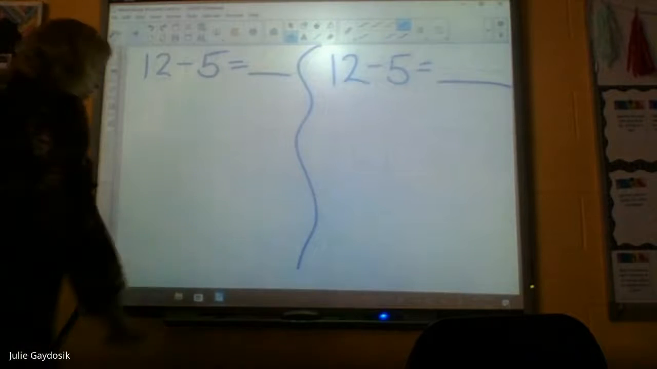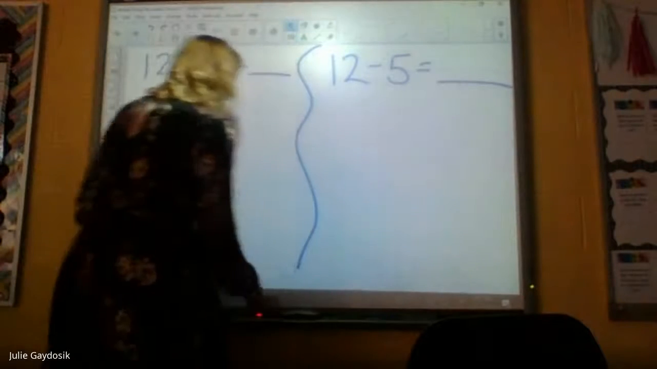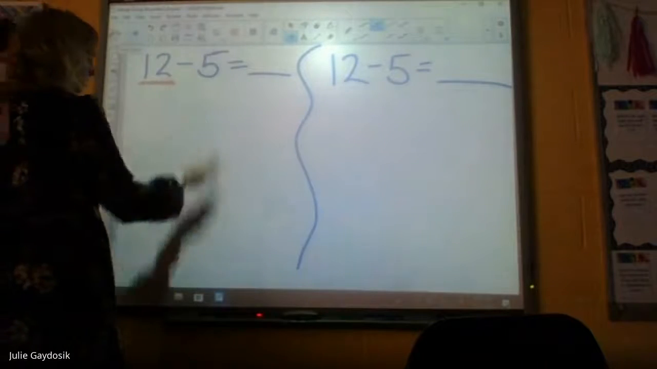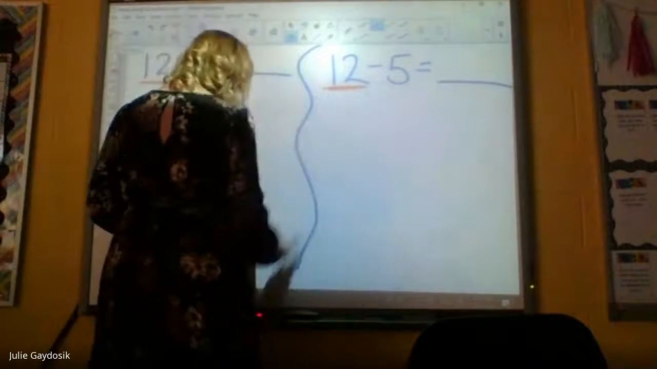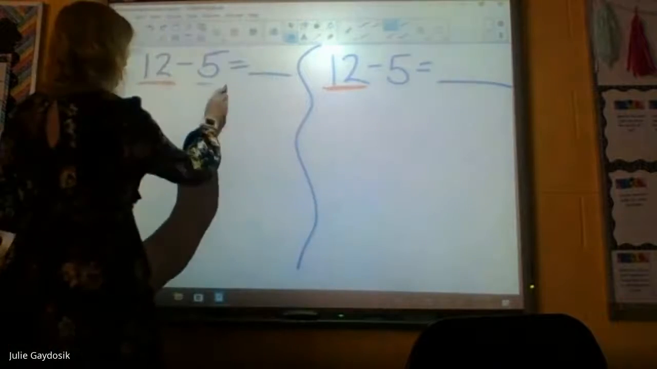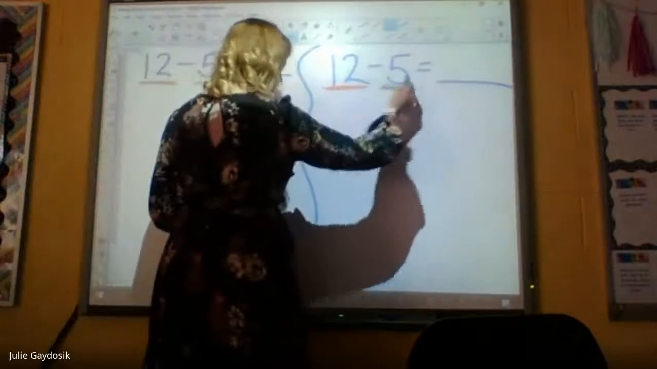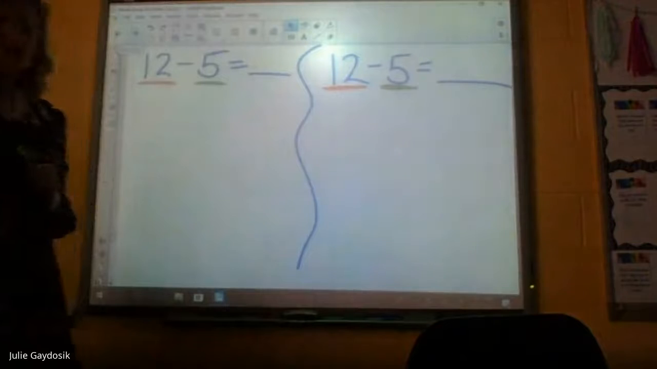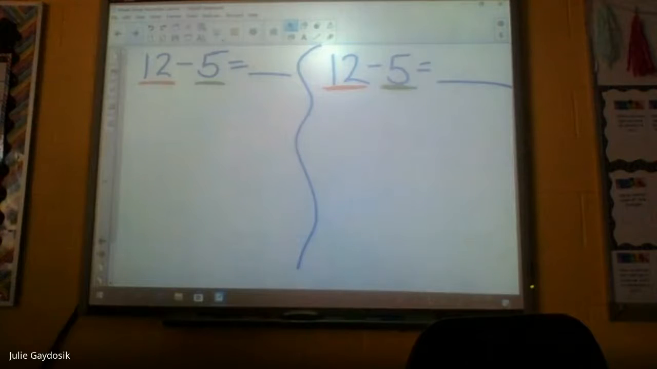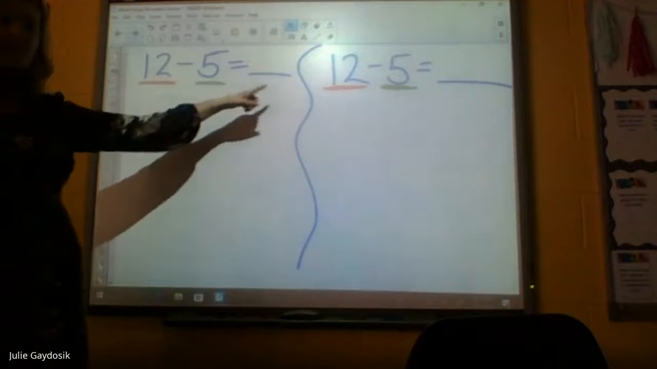Next one. Alrighty. So same kind of thing goes. You're doing subtraction. As you can see, I color code. I try to do that so it helps you out a little bit. I want you to write this in your notebook. 12 minus 5 equals unknown.